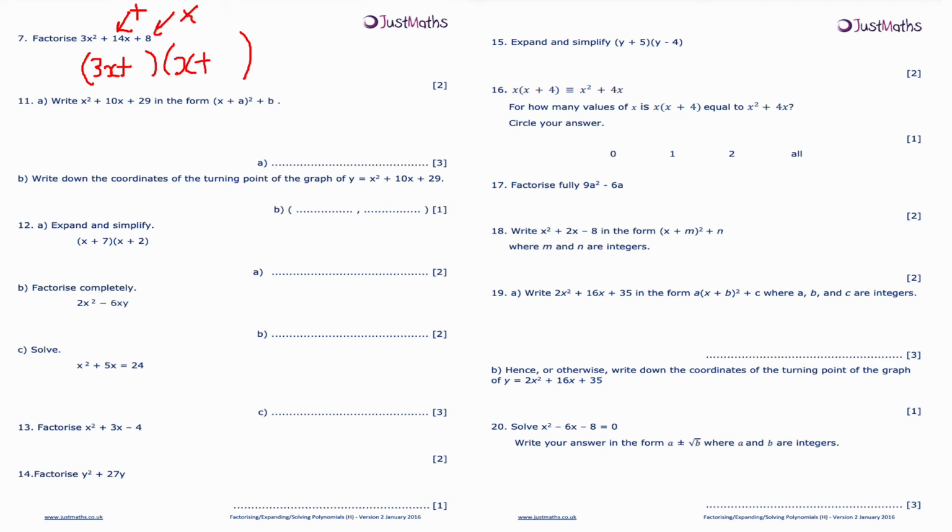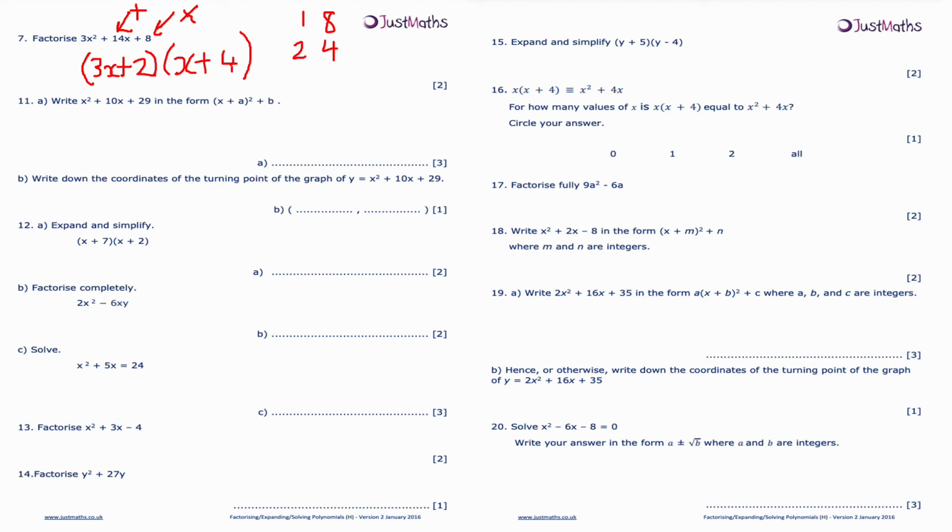Well, testing my numbers, I'm going to have 1 and 8 and 2 and 4. Okay, so let's just test it. Put in 4 there and put in 2 there. I get 3x squared plus 12x plus 2x gives me positive 14x. And then 2 times 4 is equal to 8. Okay, so that's my answer for that one.